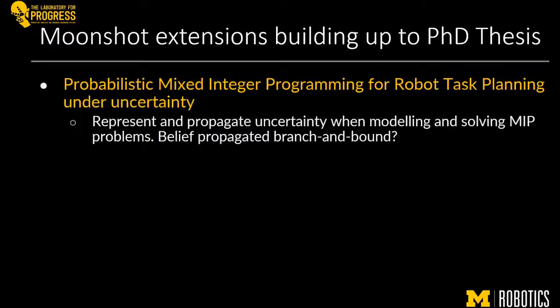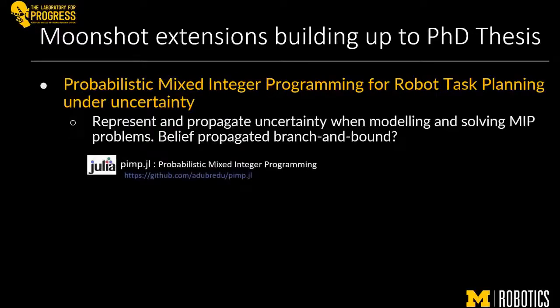So there is some promise of incorporating belief propagation in that, or some form of probabilistic inference, where we can account for uncertainty in every step of the branch and bound process, and come up with results that account for uncertainty as well as uncertainty in the reverse belief of the law. So this is something I'm thinking of working on. I'm thinking of calling it PIMP.jl.